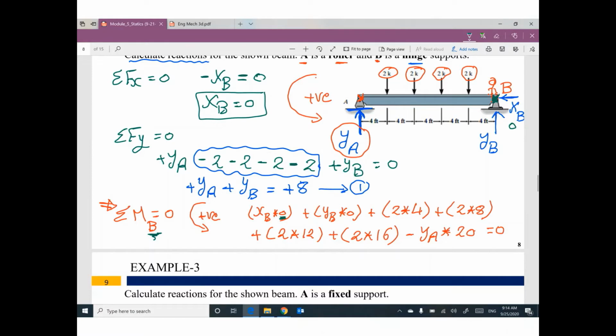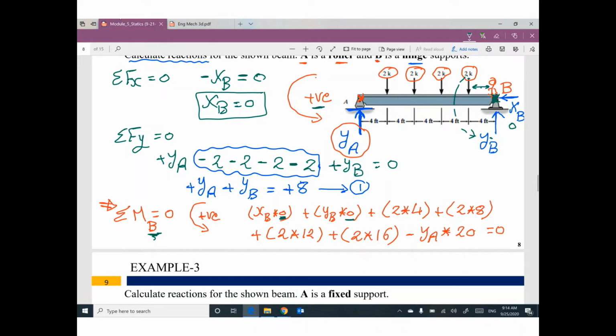What is the distance between YB and point B? We don't have distance, 0. You are sitting at B. Remember, all the time you are at B. So let's go. The first force, 2 times this distance, 4. And this force times this distance will rotate counterclockwise, which is positive.